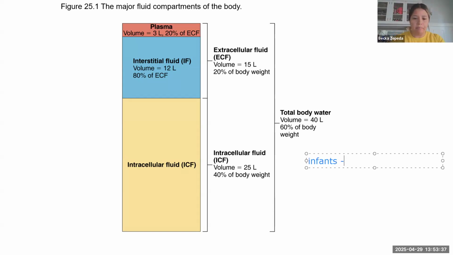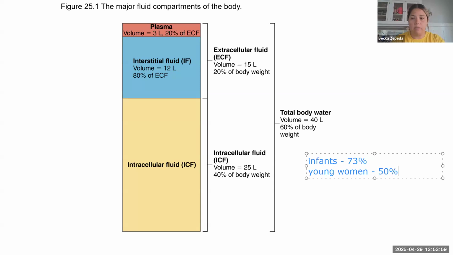Yeah, so infants are about 73% water. I think your lecture notes round it to 75%, which is totally fine. Young men, as we see here, are about 60% water. And then young women are more like 50% water.